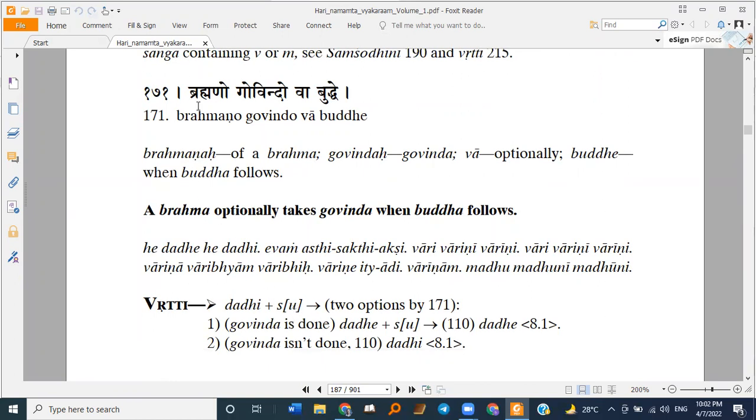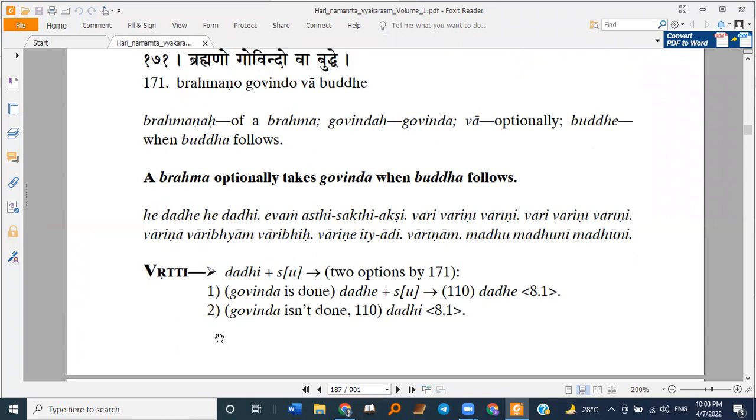Now 8-1, Dadhi Yuktasu, Buddha. Brahmano Govindo Va Buddhi. When it says Brahma, it means the Brahma Shabdas, the neuter words. It optionally takes Govinda when Buddha follows. So Brahma optionally takes Govinda means the last vowel of the Brahmalinga Shabda optionally takes Govinda. So that's the meaning when Buddha follows. So Dadhyapta Su. By this sutra, optionally Govinda is done.